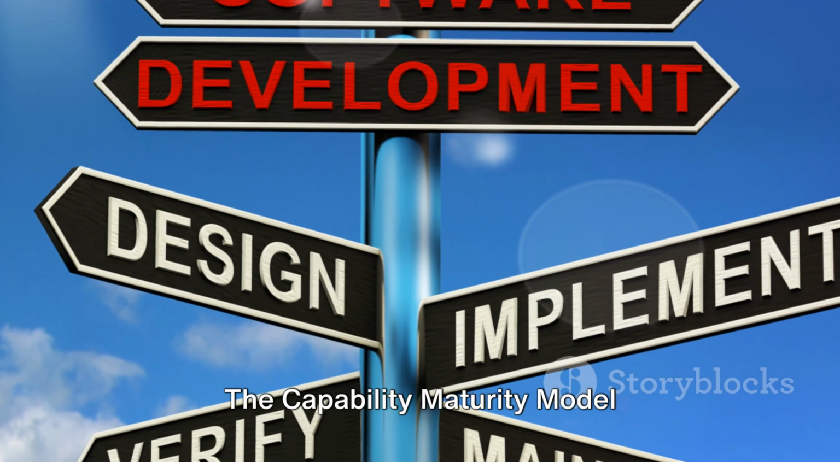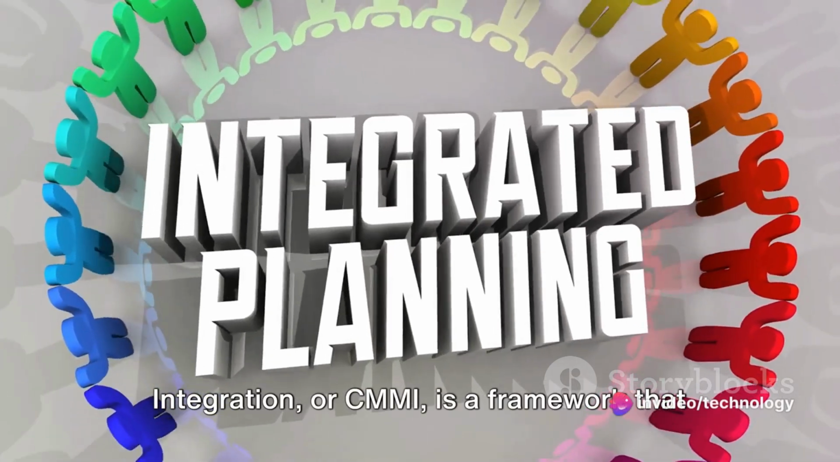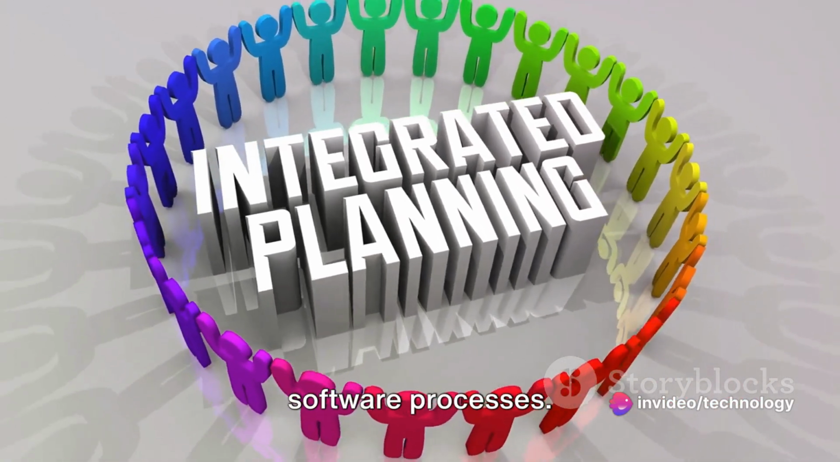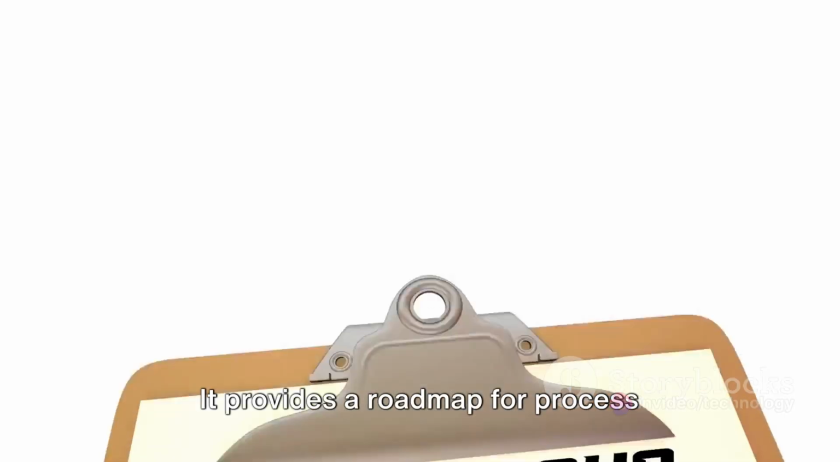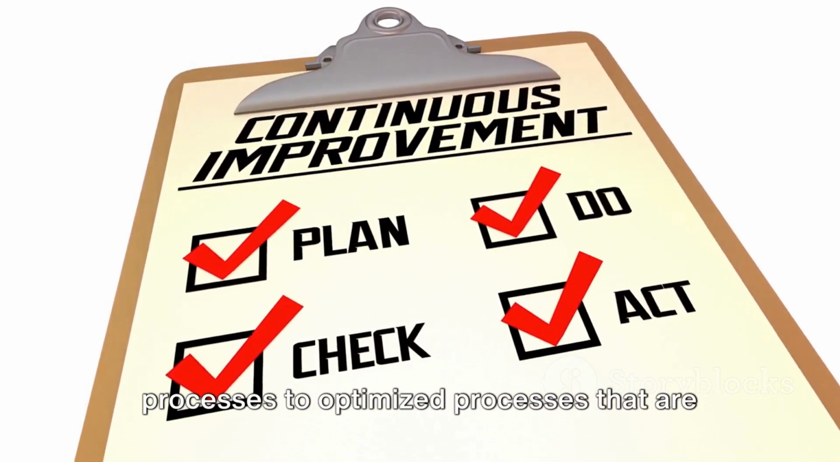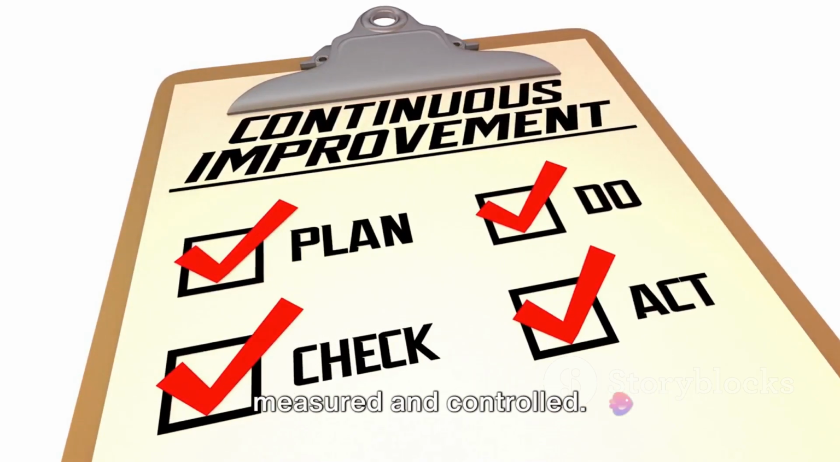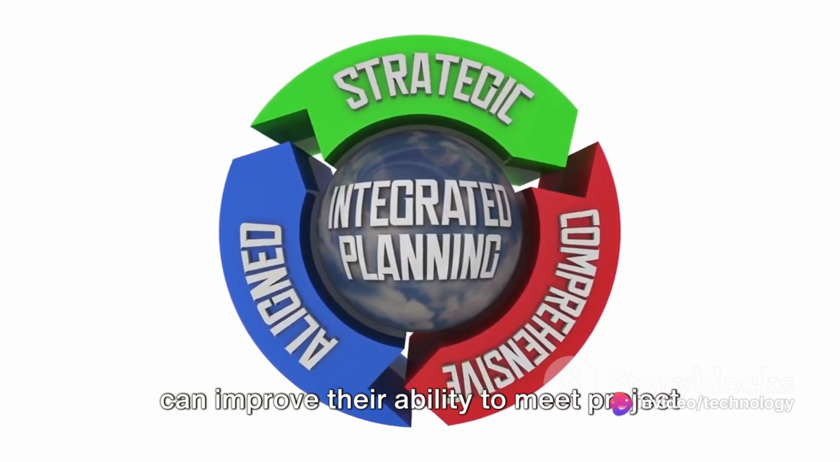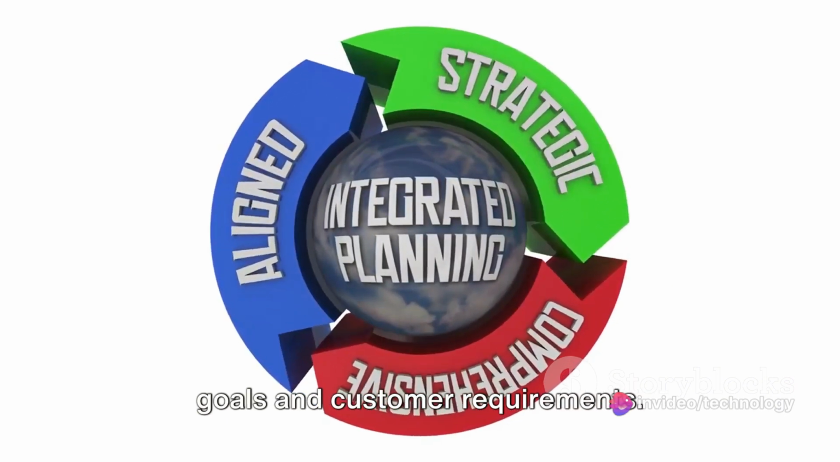The Capability Maturity Model Integration, or CMMI, is a framework that assesses and improves the maturity of software processes. It provides a roadmap for process improvement, from initial ad hoc processes to optimized processes that are measured and controlled. By following this roadmap, organizations can improve their ability to meet project goals and customer requirements.